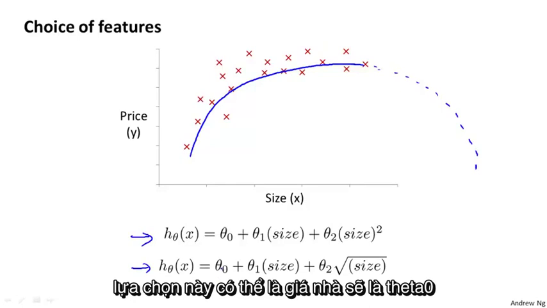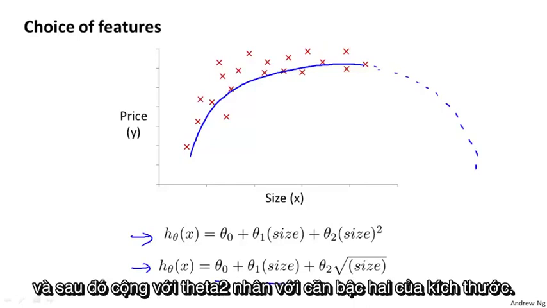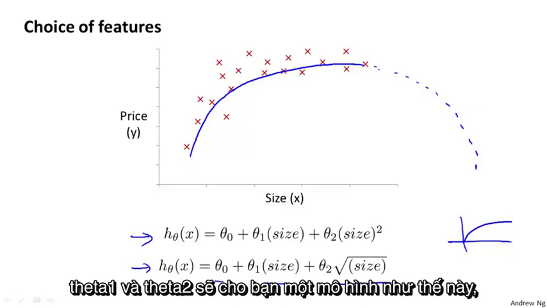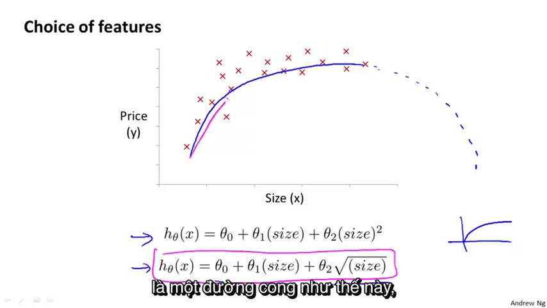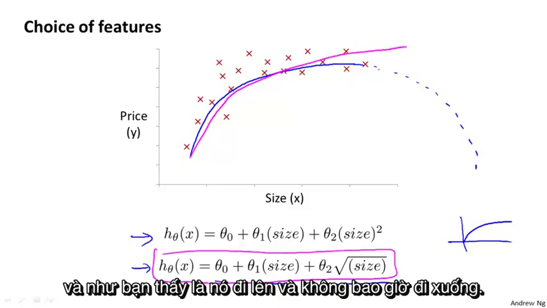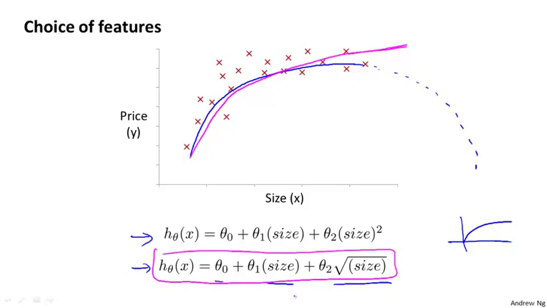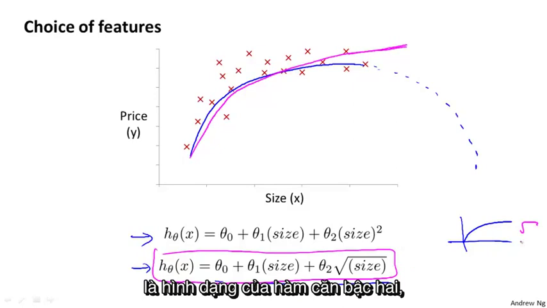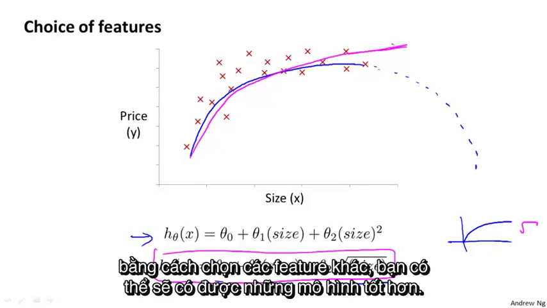But just to give you another example of a reasonable choice, another reasonable choice might be to say that the price of a house is theta 0 plus theta 1 times the size, and then plus theta 2 times the square root of the size, right? So the square root function is this sort of function, and maybe there will be some value of theta 1, theta 2, theta 3 that will let you take this model and fit a curve that goes up but sort of flattens out a bit and doesn't ever come back down. And so by having insight into the shape of the square root function, and into the shape of the data, by choosing different features, you can sometimes get better models.